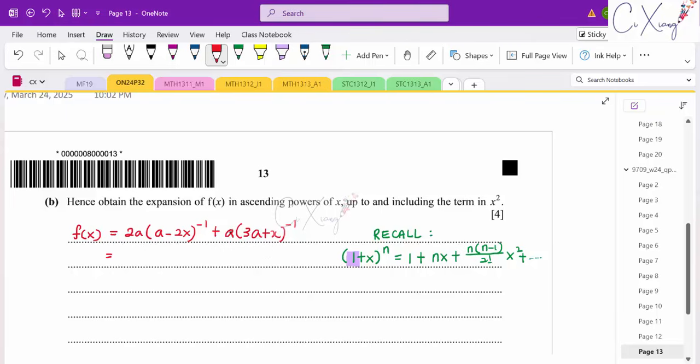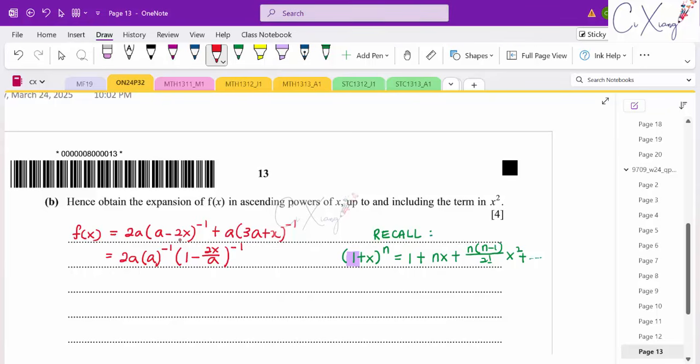Next step is, you can see that in both brackets here, the first terms are not 1. This is the a, this is the 3a. So first step, let us try to factorize the a out first. If I want to factorize the a out from the bracket, it needs to follow with the power. Then I'm having 1 minus, to factorize out the a from the second term, you will need to have 2x over a, power negative 1.